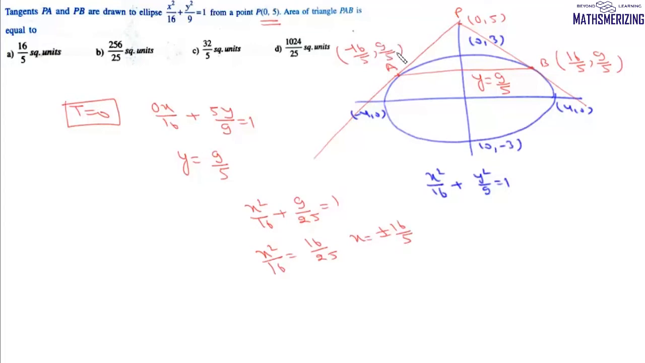Now we need to find the area of this triangle. So the area of this triangle is half times base times height. What is the length of the base? Length of the base is 32 by 5. And what is the height? Height in this case is 5 minus 9 by 5, which is 25 minus 9, 16 by 5. So the area is 256 upon 25 square units, and that's your option number B.